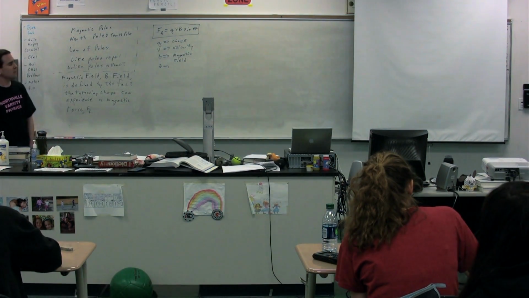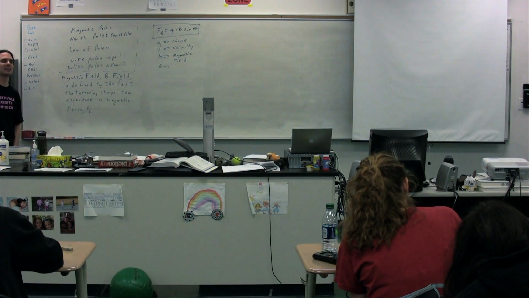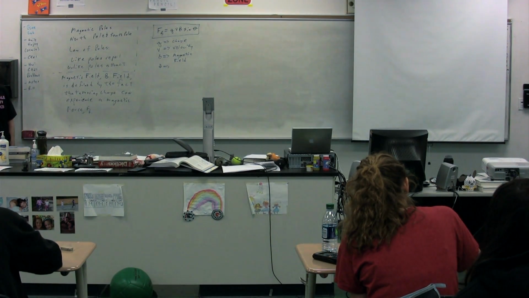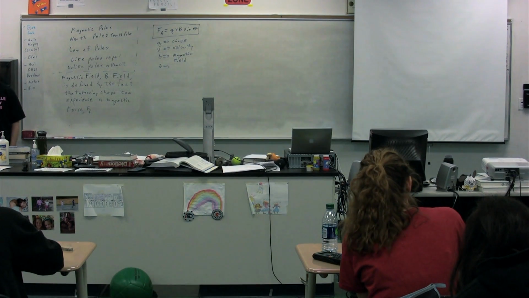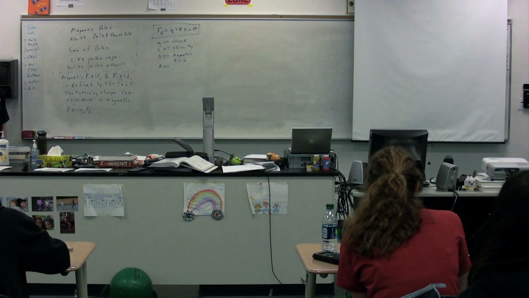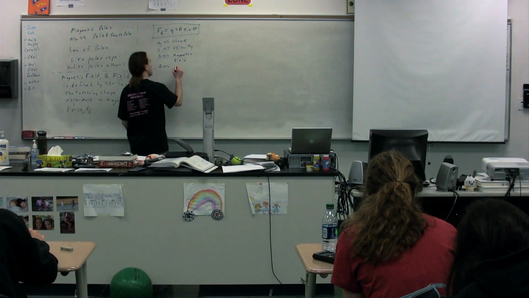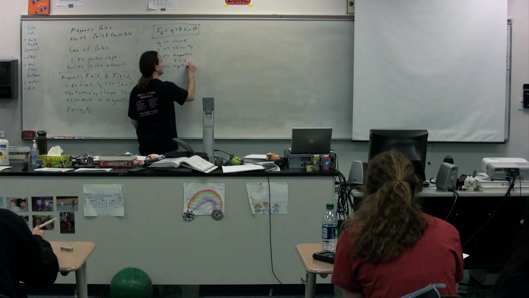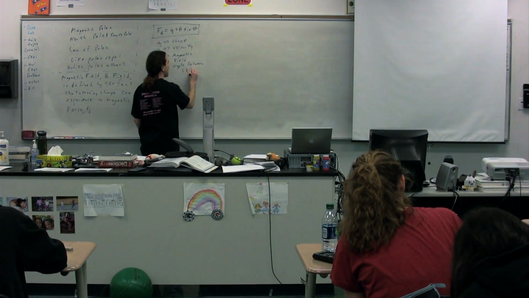So there are three variables that could be vectors, Q, V, or B. One of them is a scalar. Which one, charge, velocity, or magnetic field, is a scalar? Dana? Charge. So the theta is the angle between the velocity and the magnetic field.